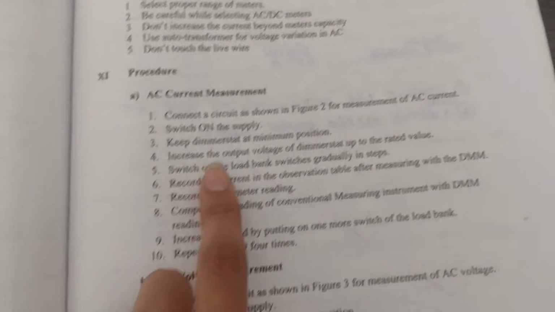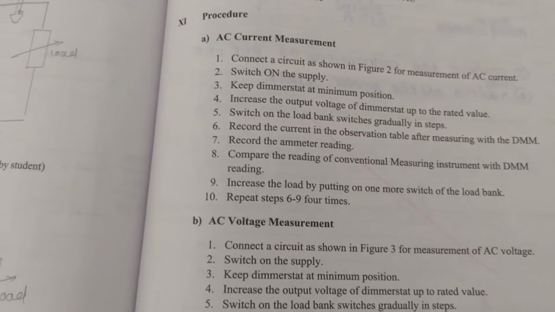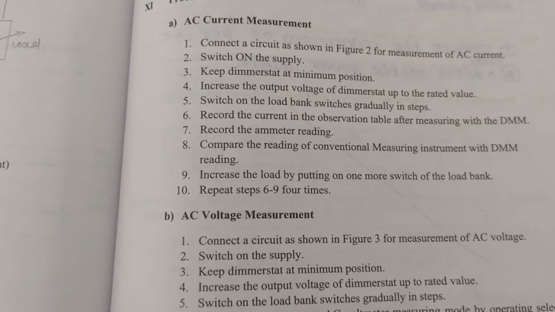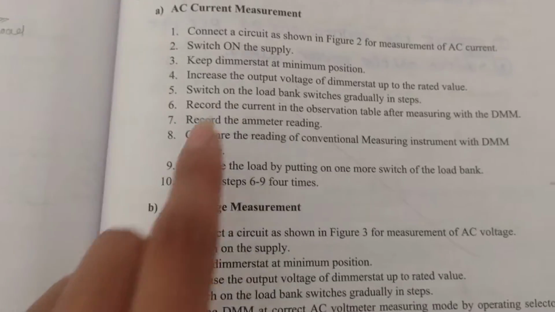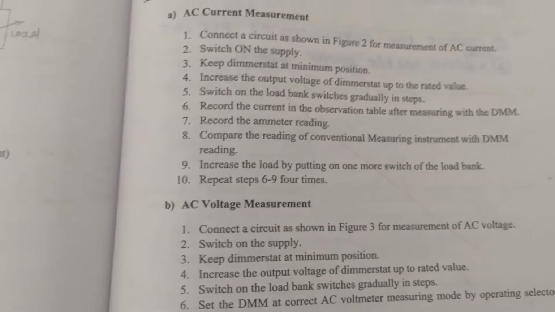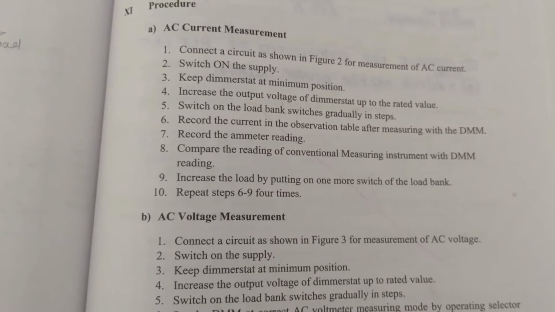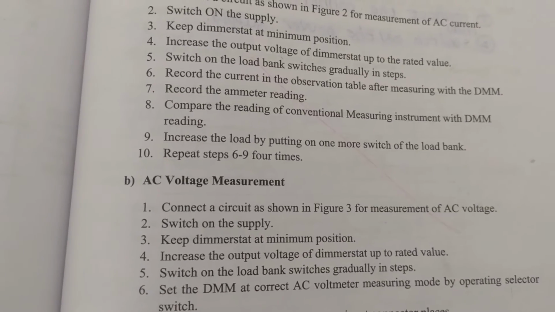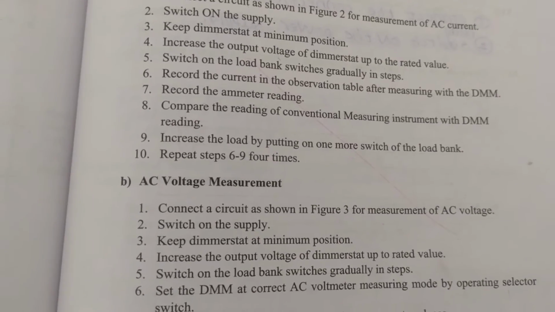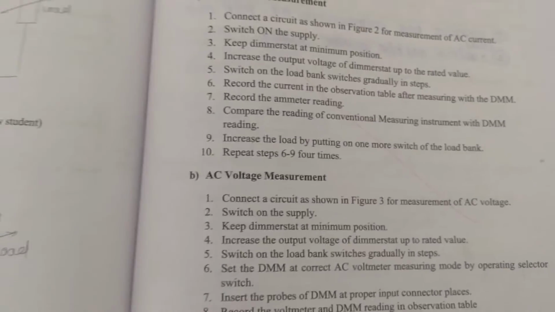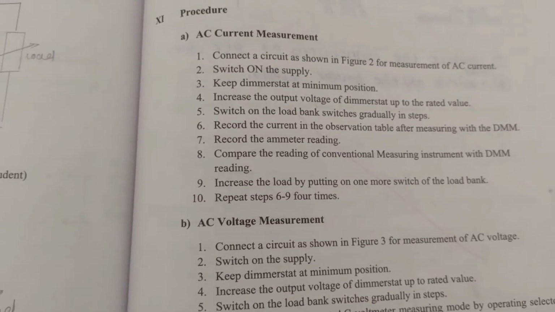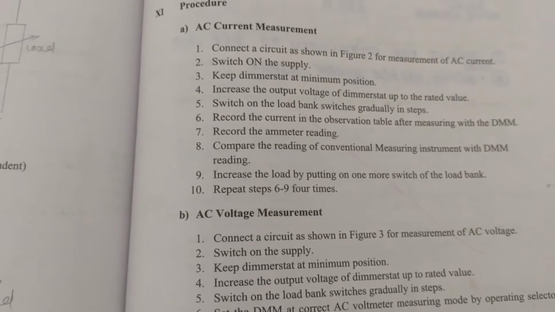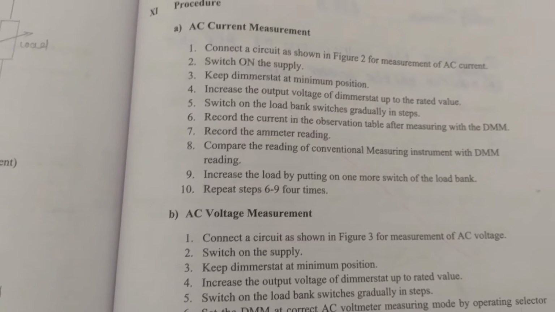First, increase the output voltage of the dimmerstat up to the rated value, means we can vary the voltage up to 230 volt. Then switch on the load bank switches gradually. Then record the current in the observation table after measuring with the DMM, means we can record the values shown by the ammeter and the digital multimeter, and repeat the same procedure for taking the further readings.